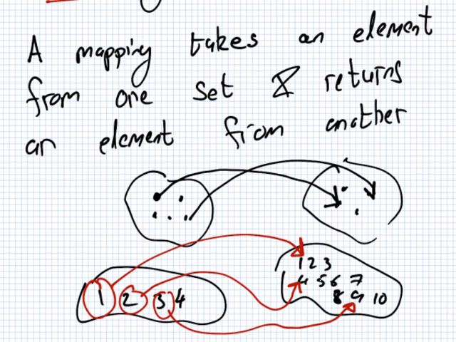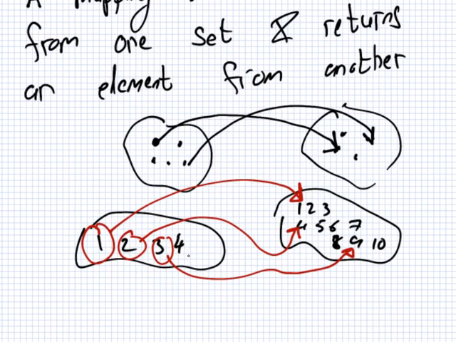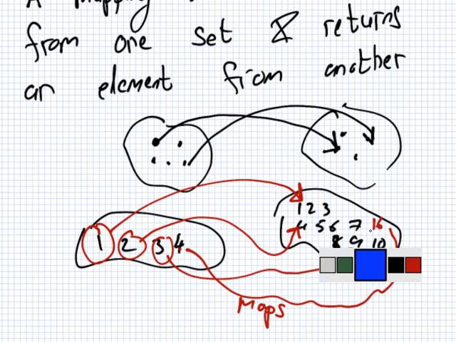Can you actually see what this mapping is doing? It's squaring. Yeah, so where would 4 go to? 16. It would go to 16, for example. So a mapping, we say it maps. It takes one element to another element in another set, like a pattern, a rule, a procedure.